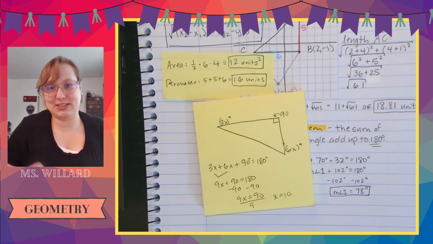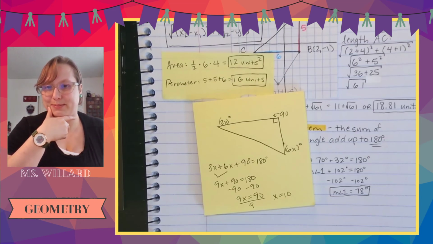So that's the triangle angle sum theorem, area and perimeter on a coordinate plane. Okay, bye.